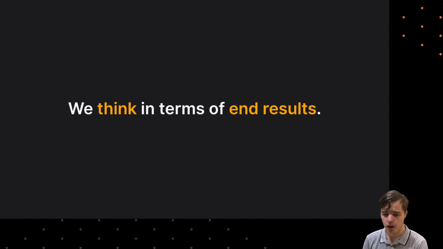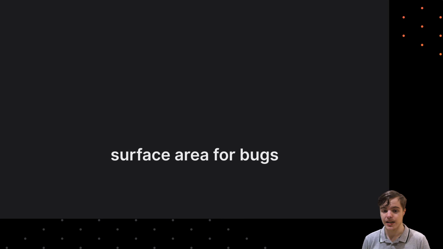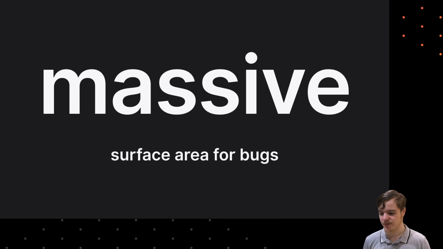However, we don't currently program like that. When we write code, we code in terms of applying changes. We just think about what properties and instances we need to change in order to hopefully arrive at the end result that we want. Now, of course, this is bad, right? We have to start from the right initial conditions. We have to get every single change right. We can't forget anything. It's extremely easy to end up at the wrong end result. Or in other words, it's a massive surface area for bugs.